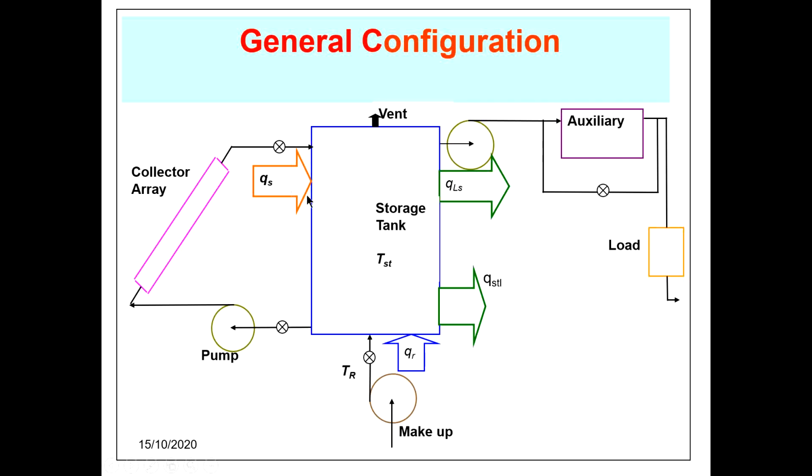So these two energies are entering into the storage tank, while these two are the energies which are leaving or exiting the storage tank. One is QLS, that is the load, the demand which is met. So the energy which is going out of the storage tank to meet the demand is QLS, and the energy lost across the boundary of the storage tank is the Q storage losses. So this indicates the storage losses. So if we write the energy balance across the storage tank, these energies must be balanced.